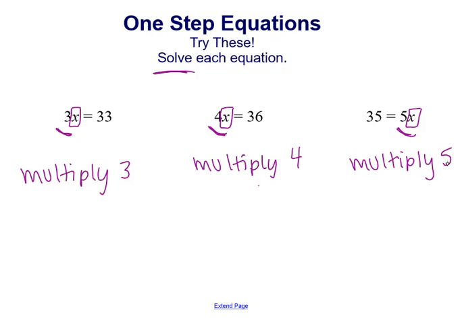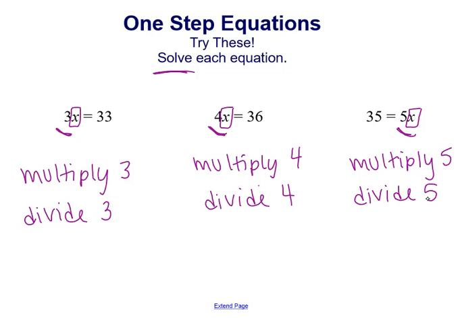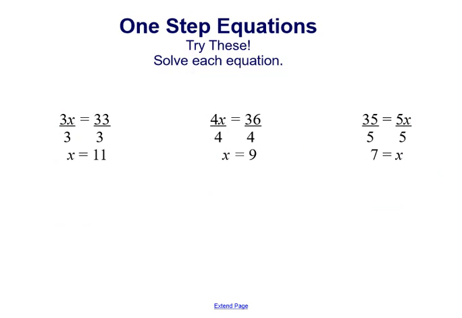So we need to do the inverse or opposite operation of multiplication, which is division. In the first equation, we'll divide by 3. In the second equation, we'll divide by 4. And in the third equation, we'll divide by 5 in order to isolate that variable. So here we're performing that division.